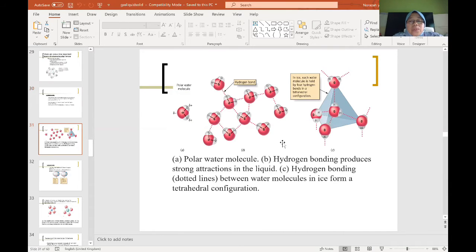For example, the most famous molecule is water. You can see H2O, the hydrogen is bonded to oxygen in the molecule. The hydrogen is partially positive whereas the oxygen is partially negative. So there is an interaction between the partially positive hydrogen in the molecule attracted to the partially negative oxygen in another molecule. This strong interaction or attraction is called hydrogen bond.